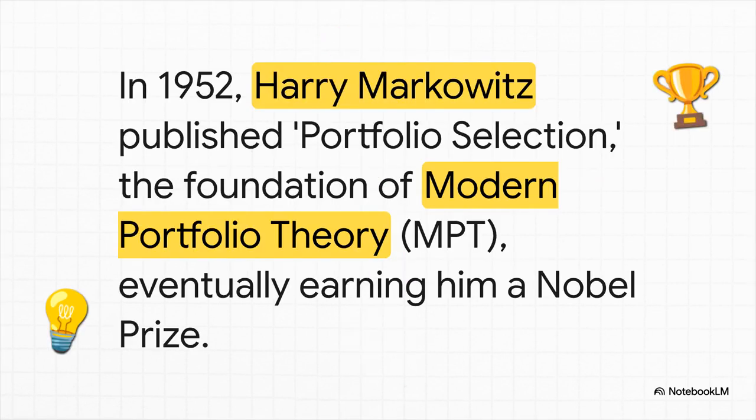Well, the answer finally showed up in 1952 thanks to an economist named Harry Markowitz. His work, which we now call modern portfolio theory, or MPT for short, gave investors the tools to finally quantify the whole thing, to put a number on the benefit of diversification. And it completely changed the game.